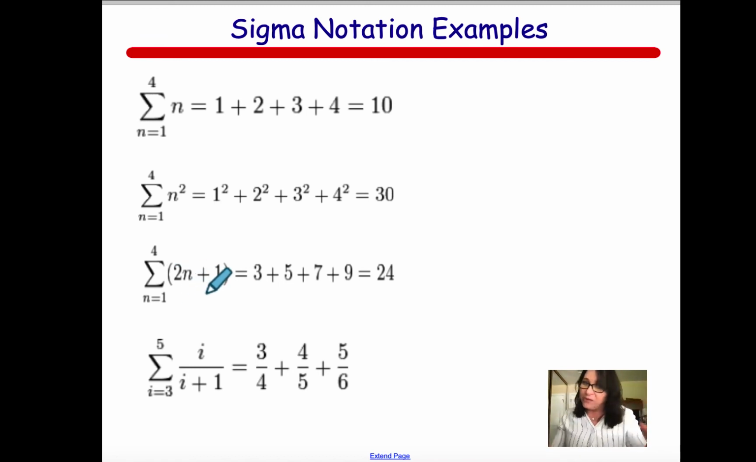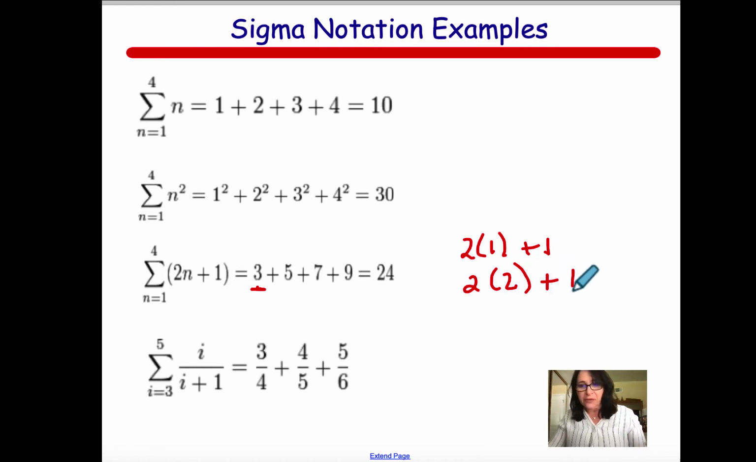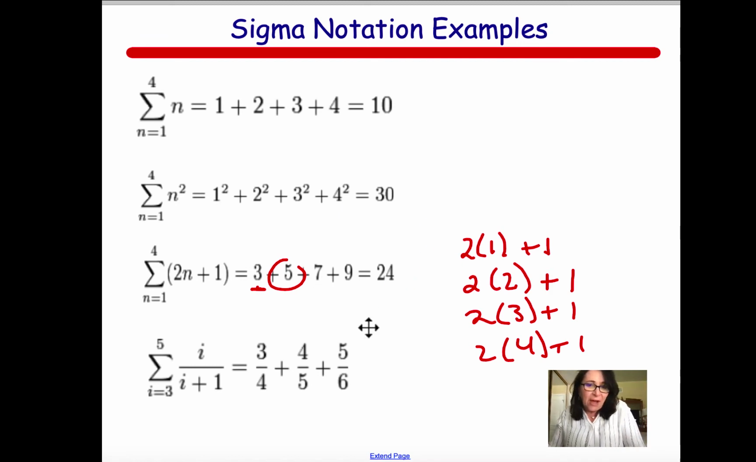Or this one is saying find the fourth partial sum from 1 to 4 of this sequence, or it's a series when you're adding them, 2n plus 1. So you'd plug in 1. So you're like 2 times 1 plus 1. So that's where the 3 came from. Then you would go 2 times 2 plus 1. That's where the 5 came from. Then you'd plug in all the values until they ask you to stop. And so these are plus 1, plus 1. And then you would add the values up until you're done.